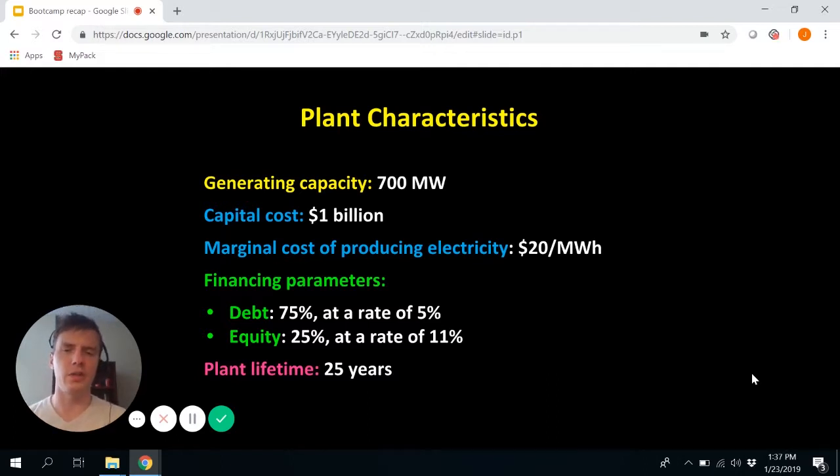And so we're going to assume here that the percentage of the capital cost that's financed through debt is 75% at a rate of 5% interest. And then the percentage of the capital cost that's financed through equity is 25% at an estimated return on equity for shareholders of 11%.